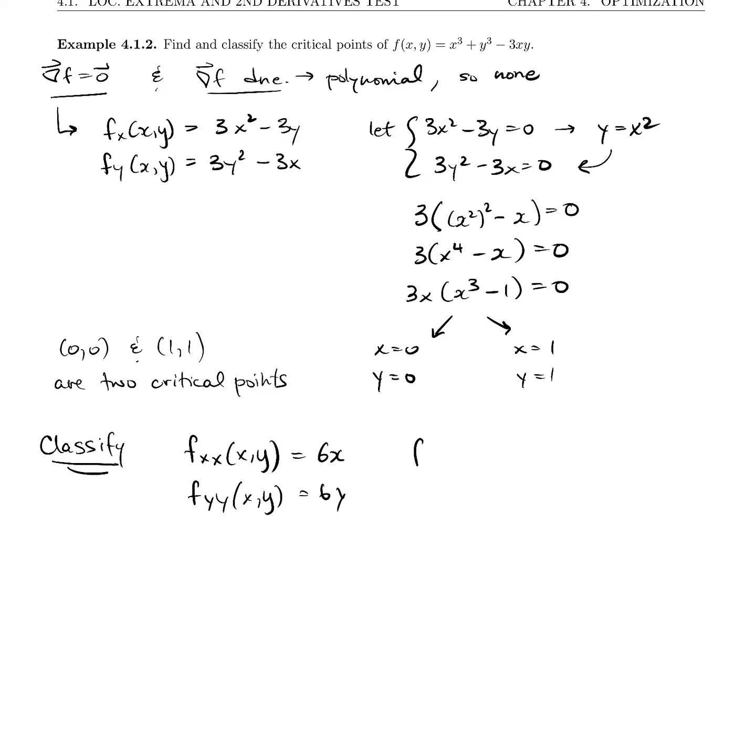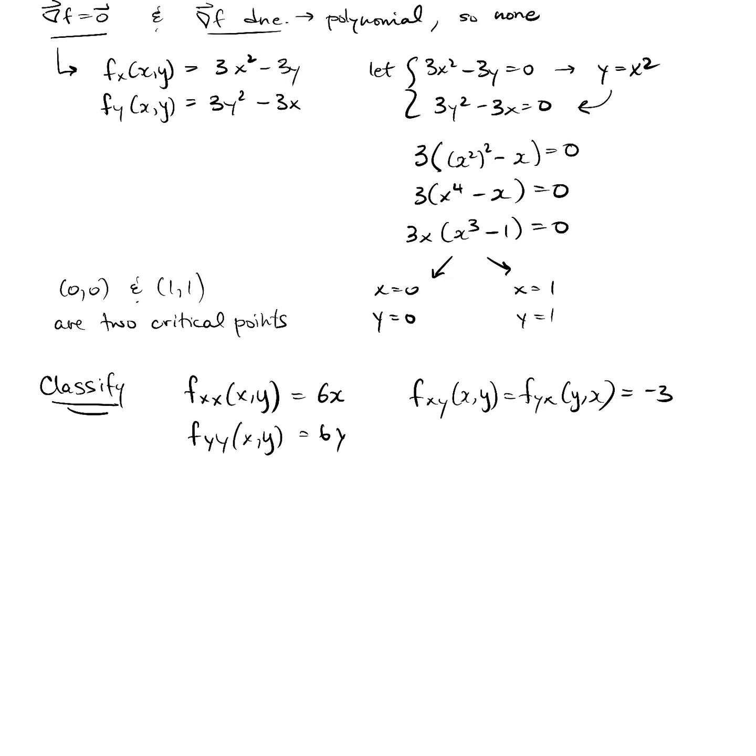And f sub xy, which is going to be equal to f sub yx, because these functions are continuous. That means I'm taking the derivative of f sub x, for instance, with respect to y. So if I take the derivative here with respect to y, this term disappears and I get minus 3. Let's just double check in the other one, f sub y. If I take the derivative with respect to x, this term disappears and I do get minus 3.